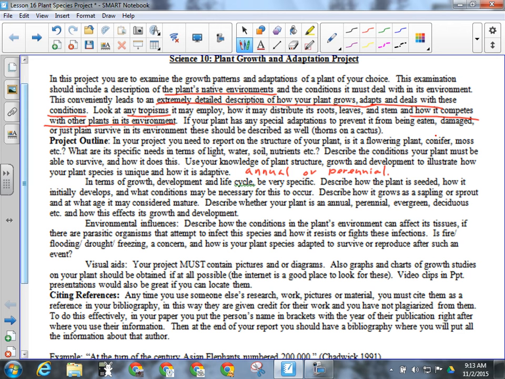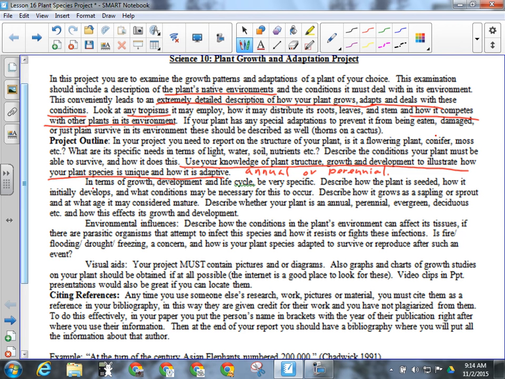Use your knowledge of plant structure, growth, and development to illustrate how your plant species is unique and how it is adaptive. When you're talking about this, you should be talking about the things we talked about in class: leaf structure, phloem and xylem, spongy layer, palisade layer, cuticle, stuff like that. How is that in your plant? What does that look like? Especially if you're talking about a needle-leafed plant, like a conifer or pine, their leaf structure is a little different. It would be good to talk about how that's adaptive. So make sure you're using terms that we've gone over in class.